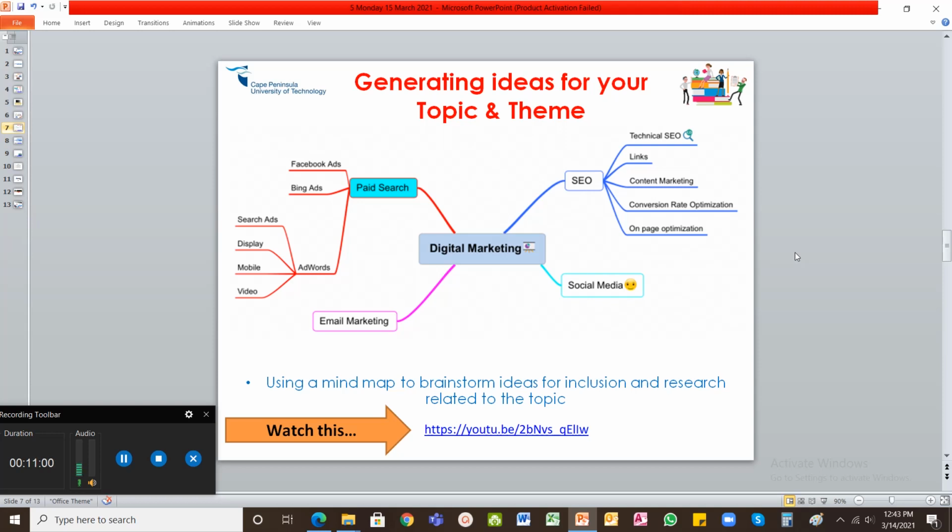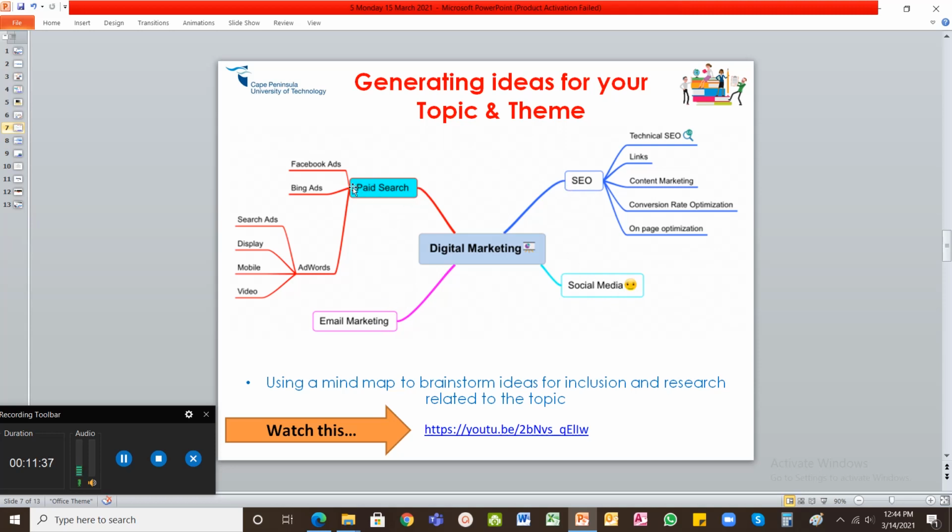Now, in front of you, you can see a mind map. In the center, this is my topic, digital marketing. Now, from here, you will branch out into different ideas and start brainstorming through a mind map where your thoughts are going, right? And what do you want to include, or what comes to mind as soon as you write digital marketing? What comes to your mind? So for this mind map, it was paid searches, email marketing, social media, and SEOs.